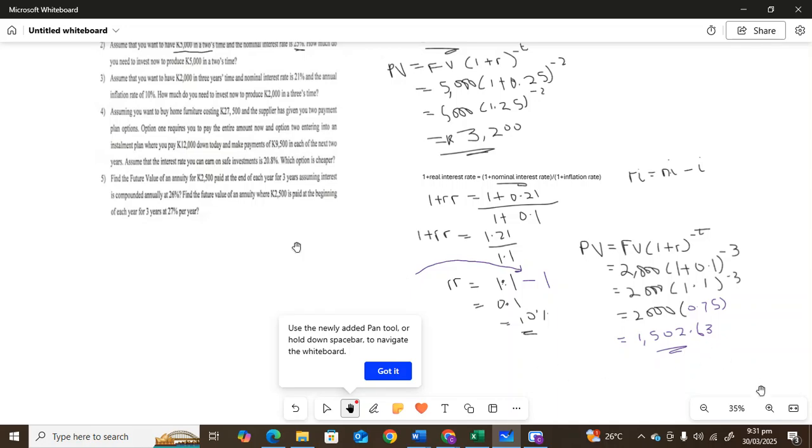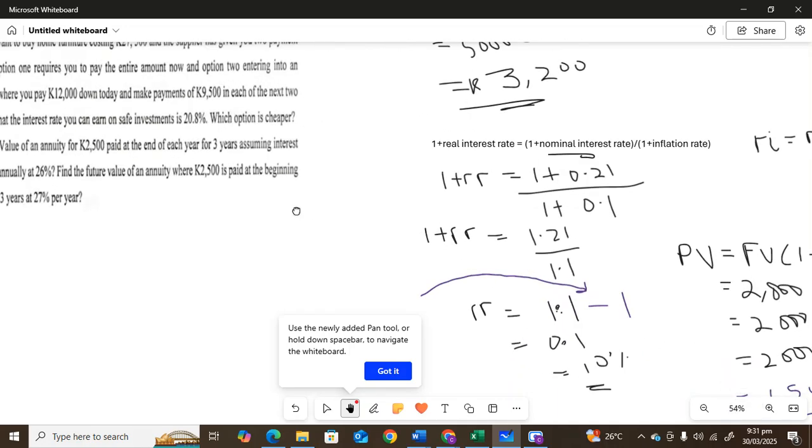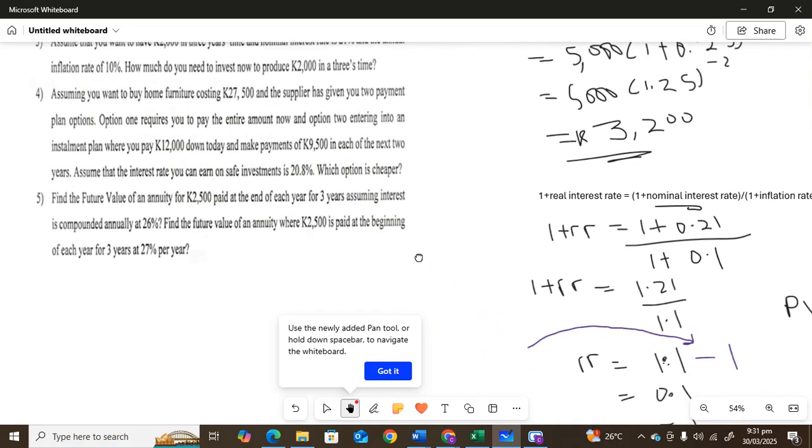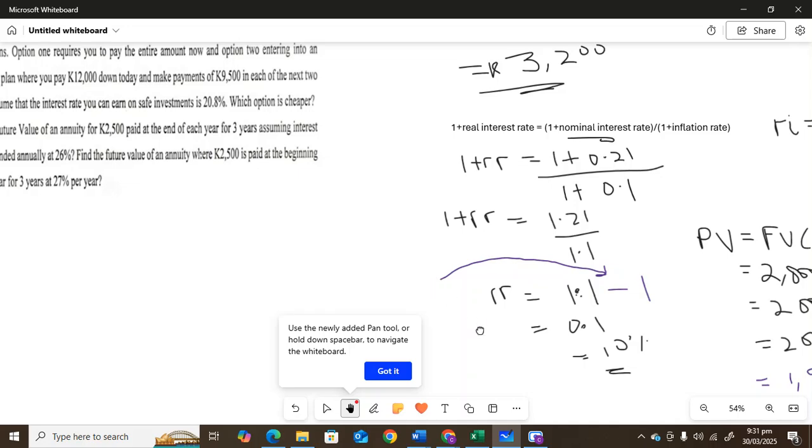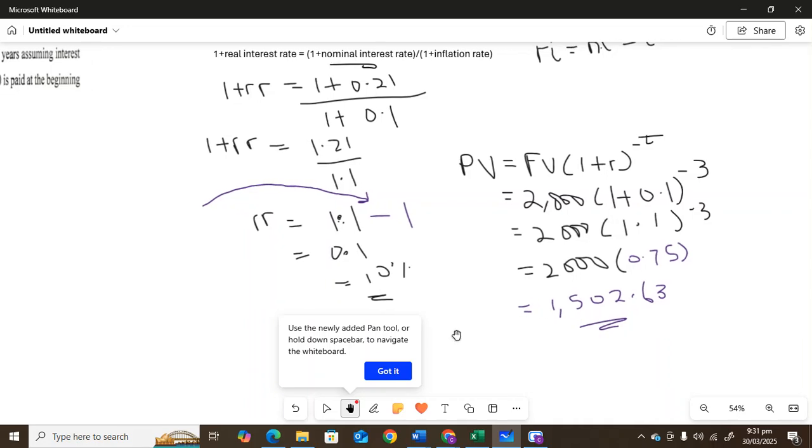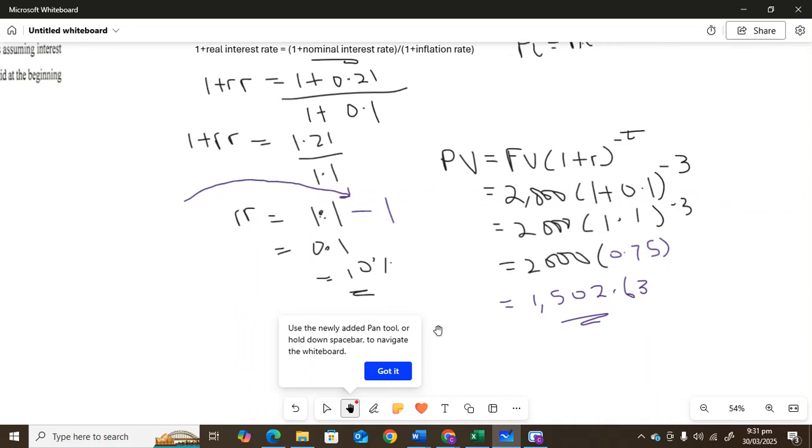Okay, we've got the next question here. Yes, yes, because this 2000, there is no operation going on with it. So you have to start with this 1.1 to the power negative 3 so that you get your value. Yes.